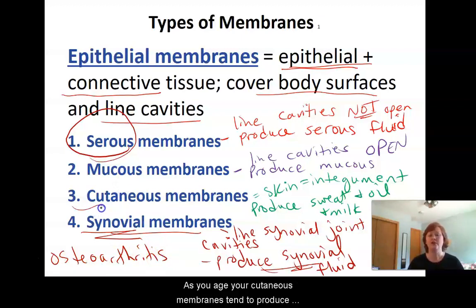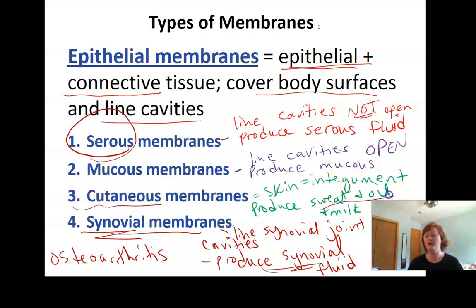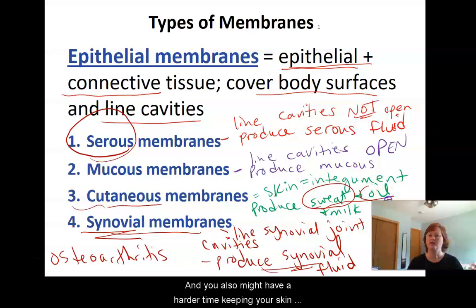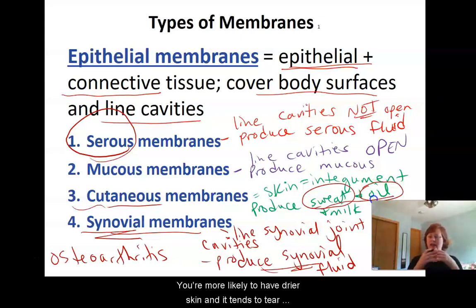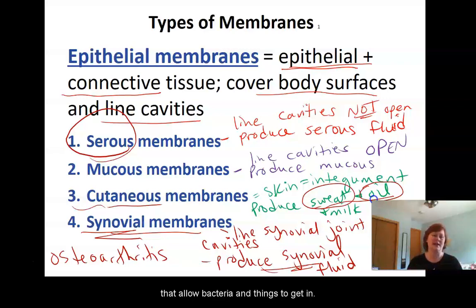As you age, your cutaneous membranes tend to produce less sweat and oil. So when you're older, you might have a harder time with temperature control. And you also might have a harder time keeping your skin moist and keeping it intact. So you're more likely to have drier skin, and it tends to tear, and you tend to have breaks that allow bacteria and things to get in.